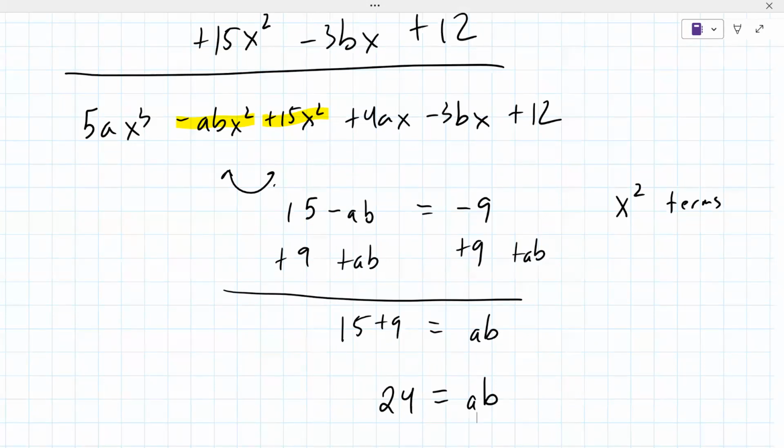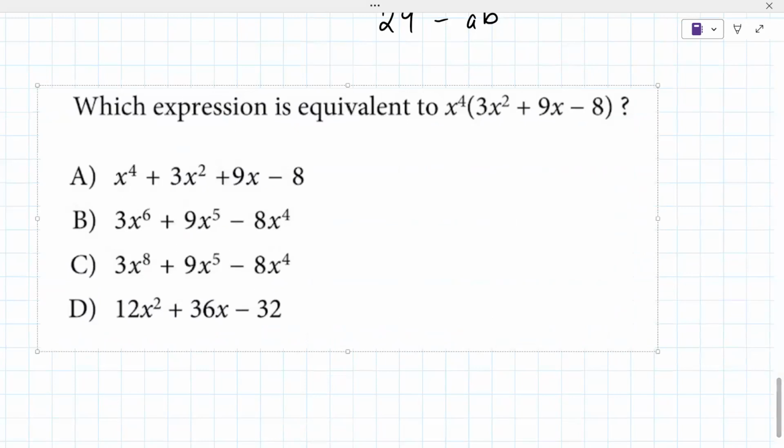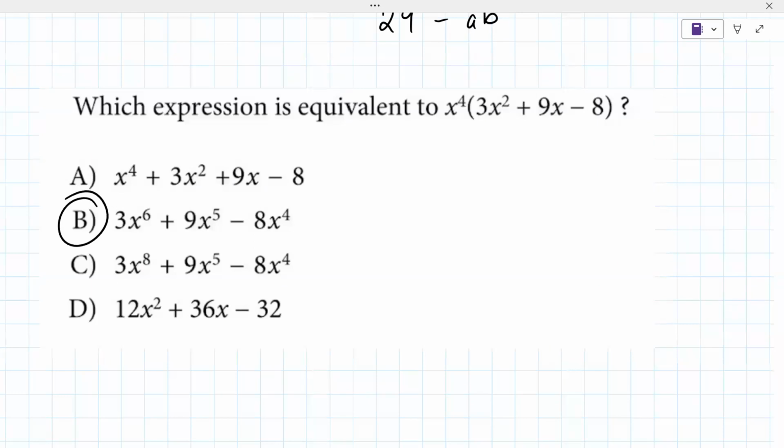Okay, yeah. Let's go back to a couple of easier ones and then we'll move on to maybe another harder problem. So take a look at this one, please. Let me know what you come up with. B. How did you get B? Because 3x squared times x to the power of 4 is 3x to the power of 6 and is the only option. Right.